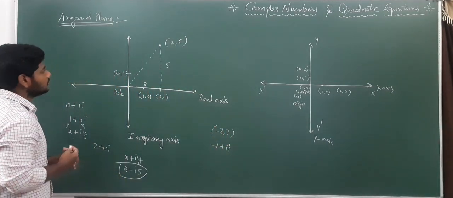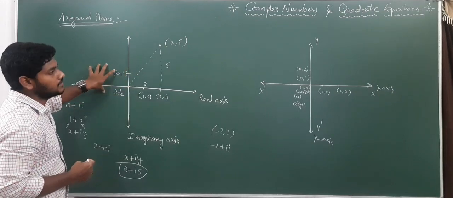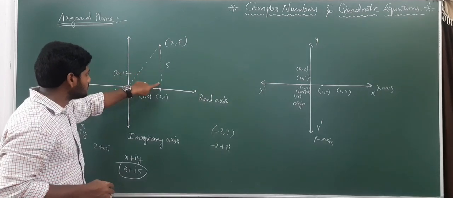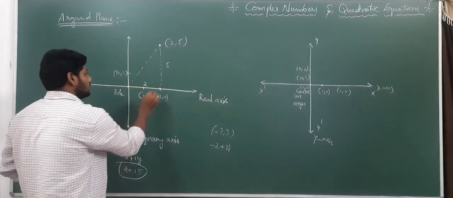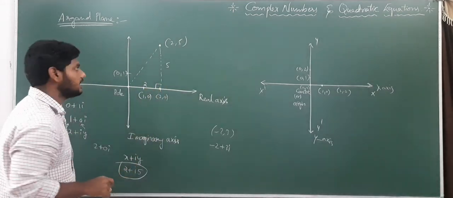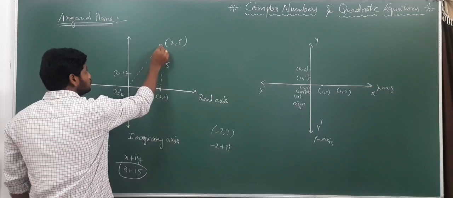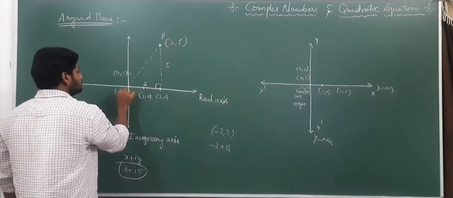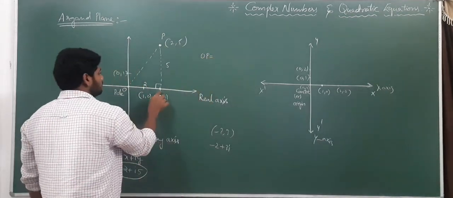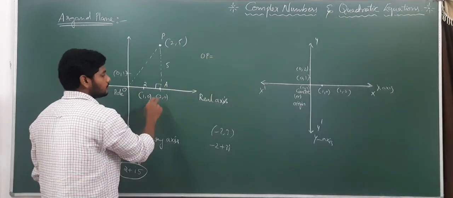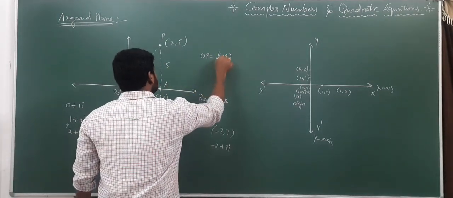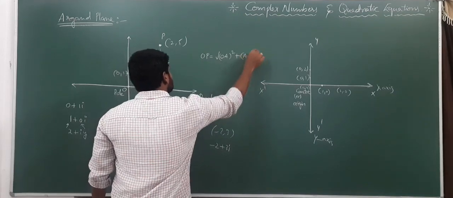Now, from this Argand plane, how can we implement the modulus here? If we observe, this is a straight line and this is a straight line. Here we will get a right angle triangle, right? If it is a right angle triangle, the distance from the pole to the point P, OP, for example if we consider this triangle OAP, OP is nothing but the square root of OA square plus AP square, right or not?